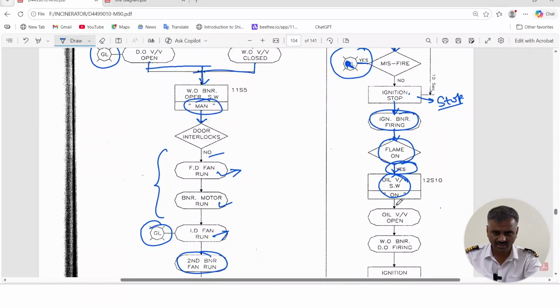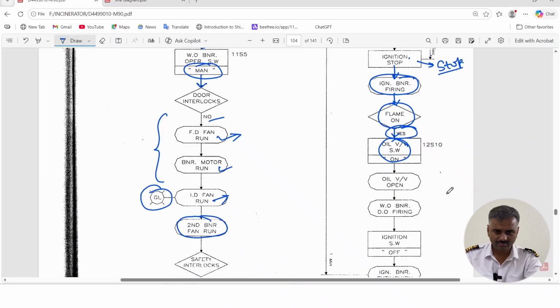So this diesel oil line will open and the waste oil burner will start firing on the diesel oil mode. Now both of the burners are firing. The ignition burner is also firing, and the waste oil burner is also firing on DO. Towards the 1 minute time, the ignition switch will become off.